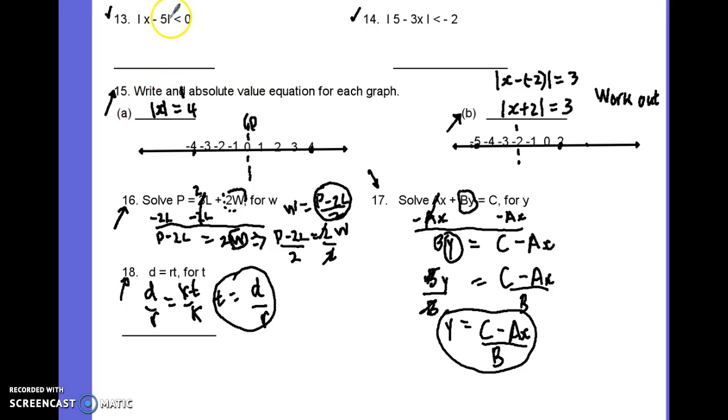For example, if they take a look at this one, the absolute value of x minus 5 is less than 0. Less than 0 would be like -1, -2. Here we say no. Absolute value cannot be less than 0, no solution.